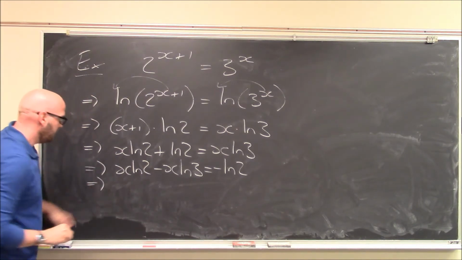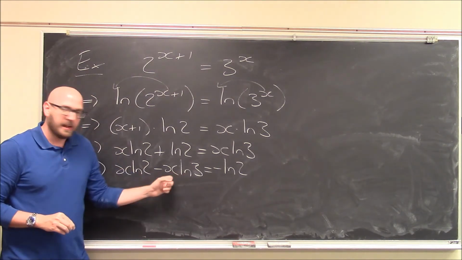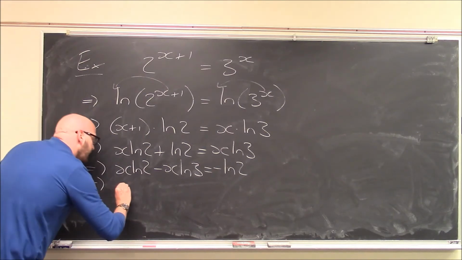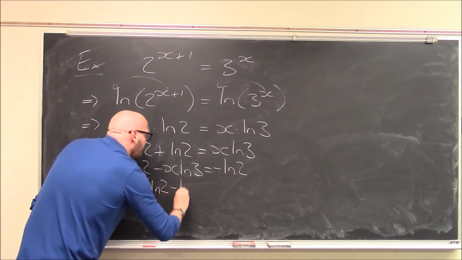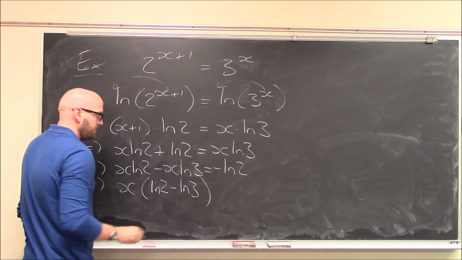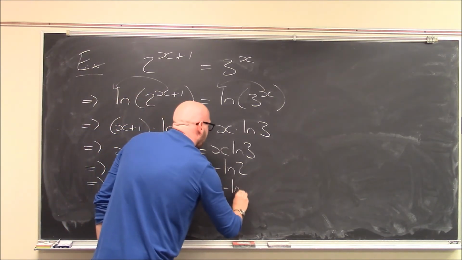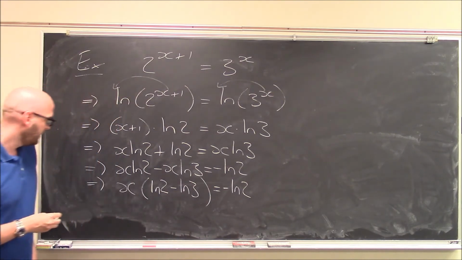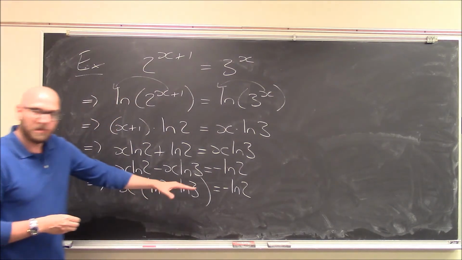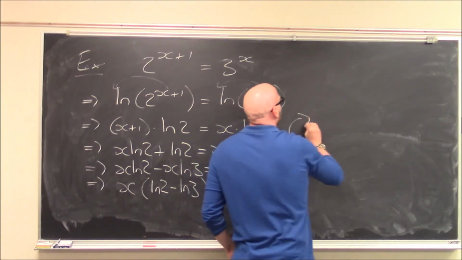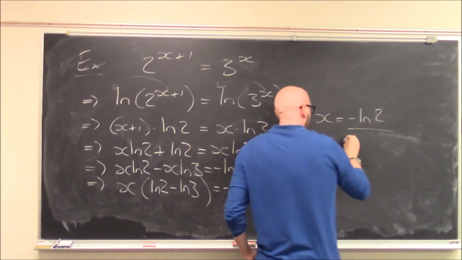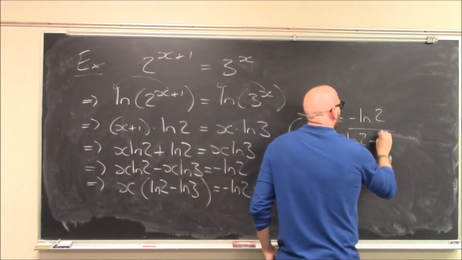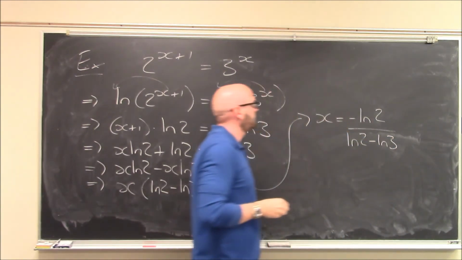Okay, I've got ln of 2 x's and ln of 3 x's. We'll factor out the x. That's x times ln of 2 minus ln of 3 equals minus ln of 2. And now we'll just divide. So x is minus ln of 2 over ln of 2 minus ln of 3.